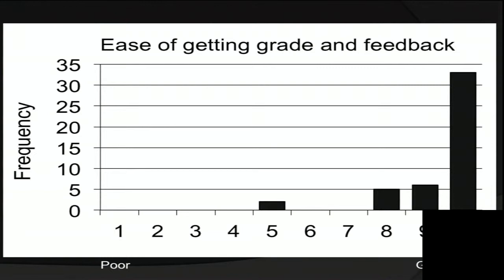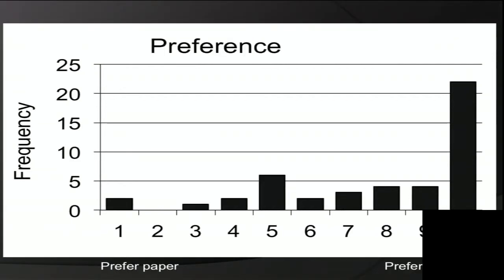But what I was really interested in too was, what's their preference here? Is this kind of a bimodal thing where half the class loves it and half the class hates it? In terms of their preference, prefer papers is on the left and prefer online is on the right. And the vast majority of people are preferring online grading, which I honestly was really surprised at. I thought that they were going to be a lot more reluctant to adopt this kind of technology.